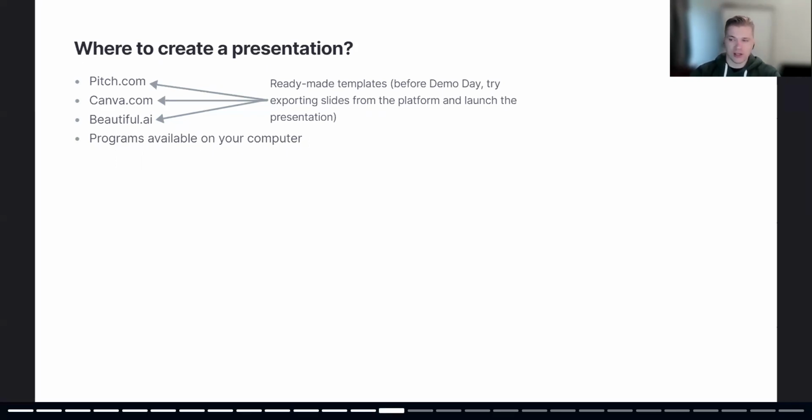pitch.com, also Canva and Beautiful AI, there are ready-made templates that you can use, with templates specifically for startup pitch decks, templates for pitch decks for software companies, pitch decks for apps and things like that. So you can use one of the templates and just switch the information, and it also will give you the sense of what kind of content you should include in these slides and how much content is asked to include.